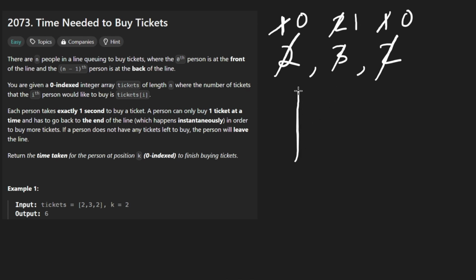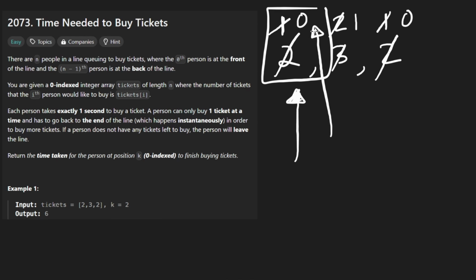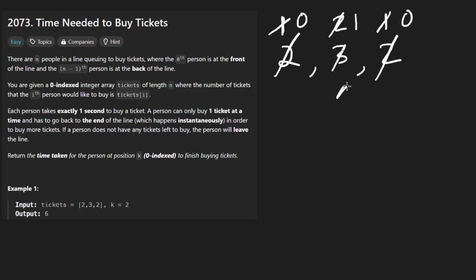So now it kind of becomes useless to have a pointer because not every pointer is going to be at a valid value. This person wants 0 tickets. We can skip them now. We can automatically go over here. This person wants to buy a ticket, so they buy it, and now we're left with all zeros. Nobody needs any more tickets. So that's how we could run the simulation if we wanted to with an array.